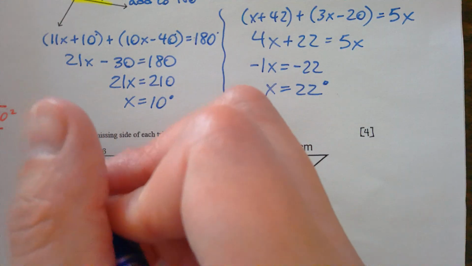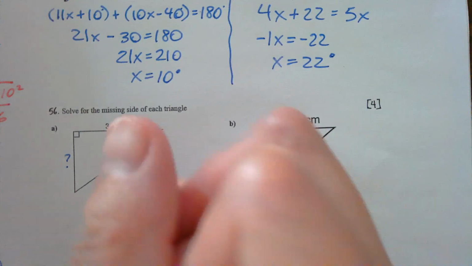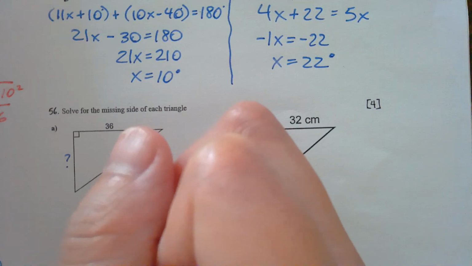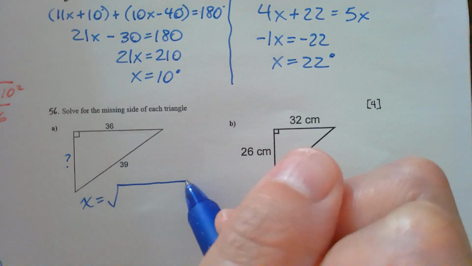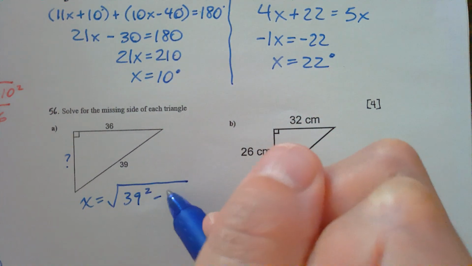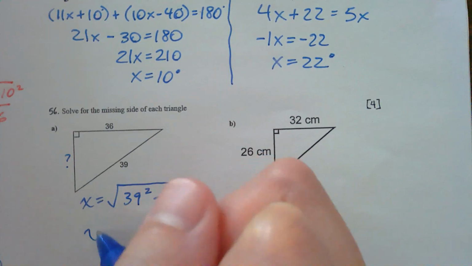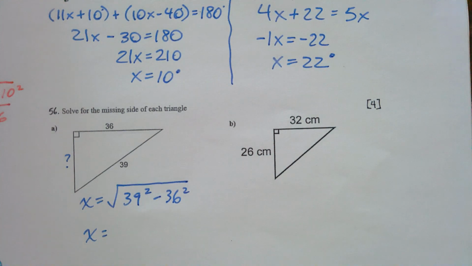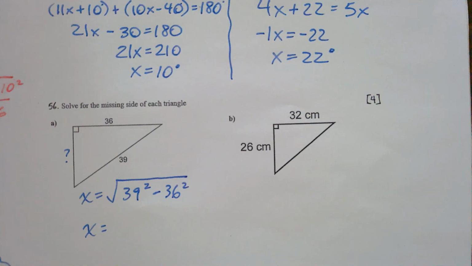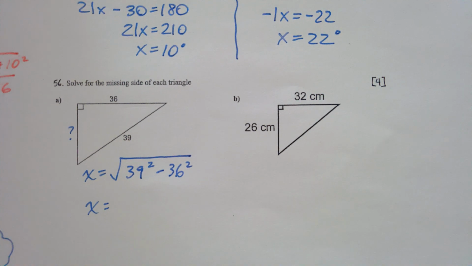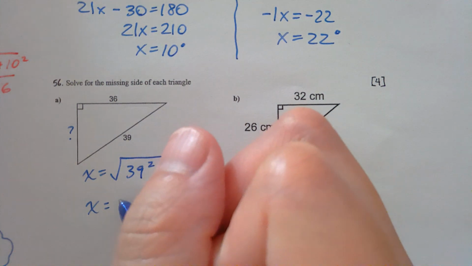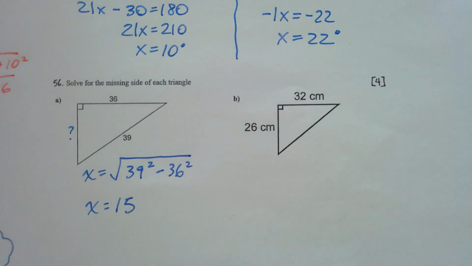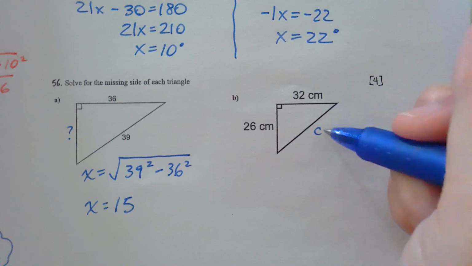Okay, so I am solving for the side length, so I'm doing the subtraction one. So let's call it x. Okay, so 39 squared minus 36 squared. Simple as that. So when you square root it, let's see. Emmy, what did you get? What about you, Margaret? Sorry? 15. Okay.